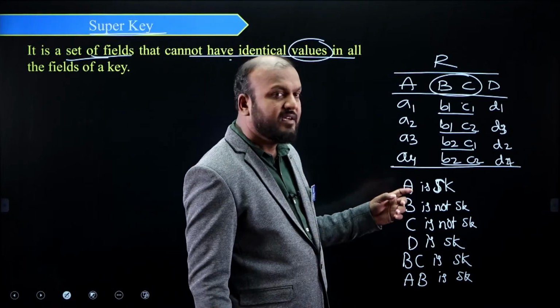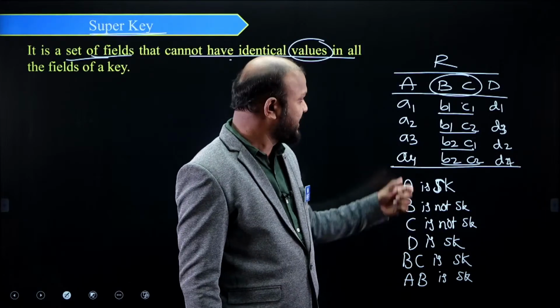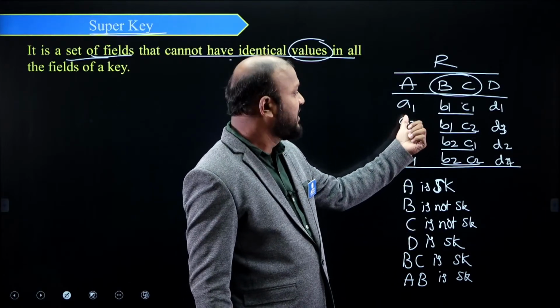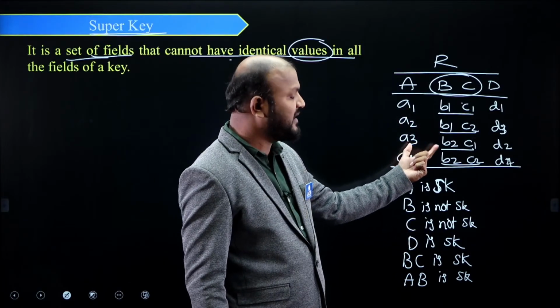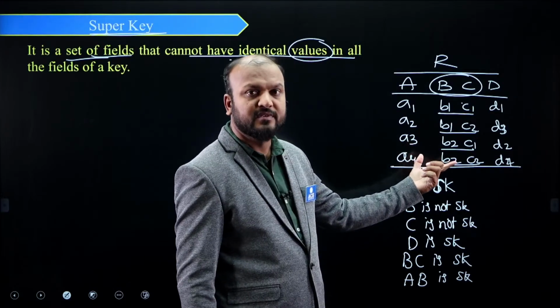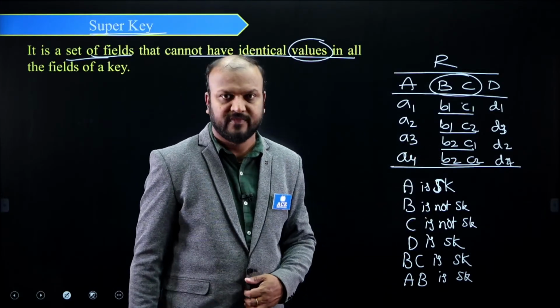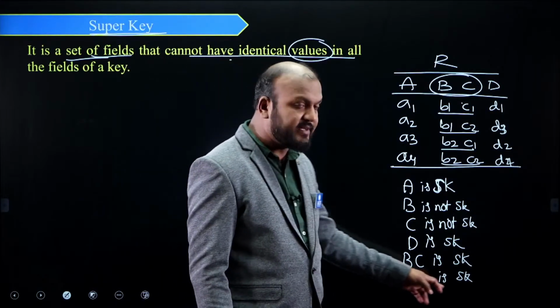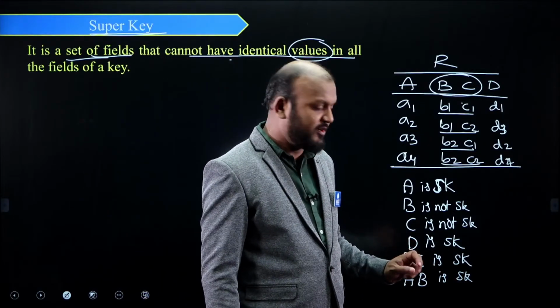AB is a super key. It means the combination of A and B. Look at A1, B1, A2, B1, A3, B2, A4, B2. Is this combination duplicated? No. Because it is not duplicated, I can call it a super key. Right? Are you getting my point?